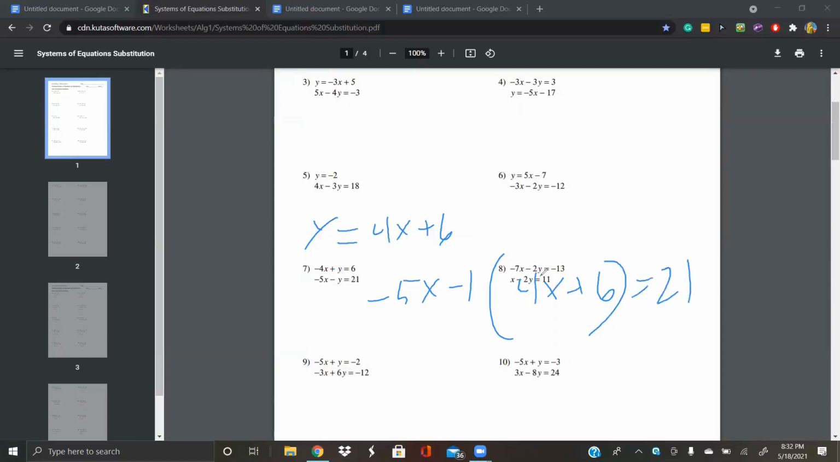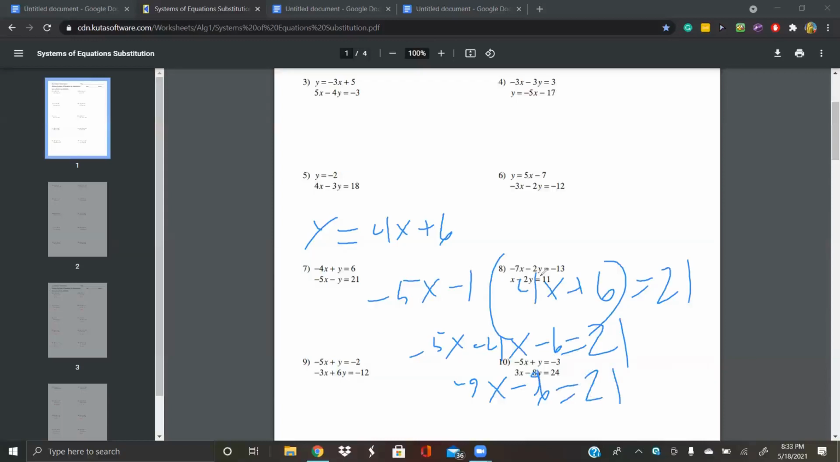So we are going to now multiply the negative 1 and what's in the parentheses, so we're left with negative 5x minus 4x minus 6 equals 21. So now we're going to combine the two x's, which leaves us with negative 9x minus 6 equals 21.